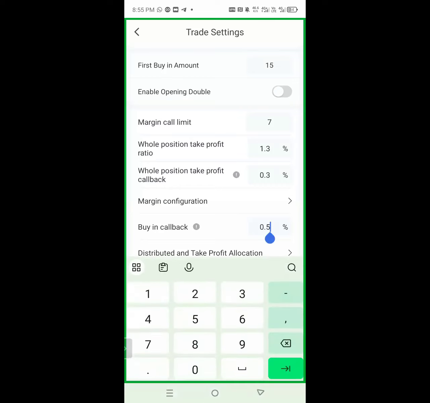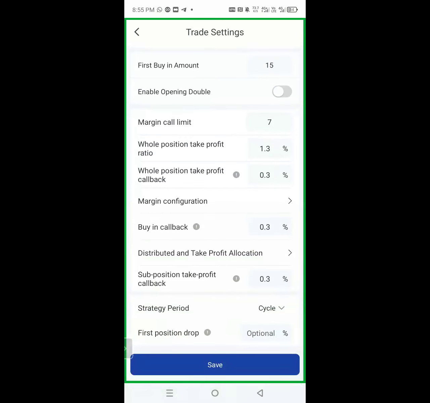So if here is 0.5, it must wait for a 0.5 increase before it will buy. If you put 0.3, it will wait for an increase of 0.3 before it will buy. So that is the meaning of buying callback. Okay.